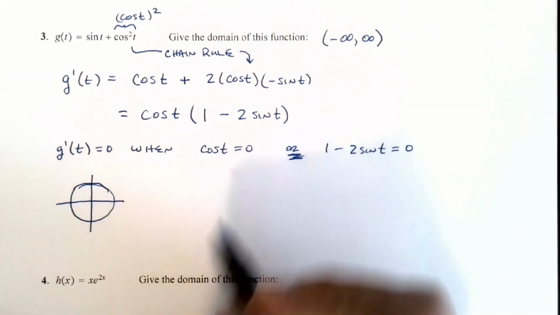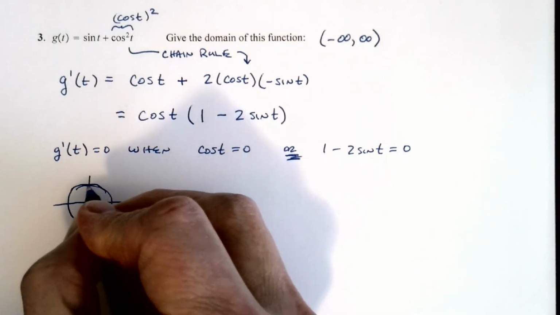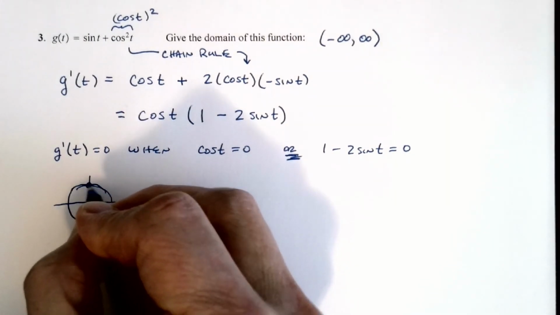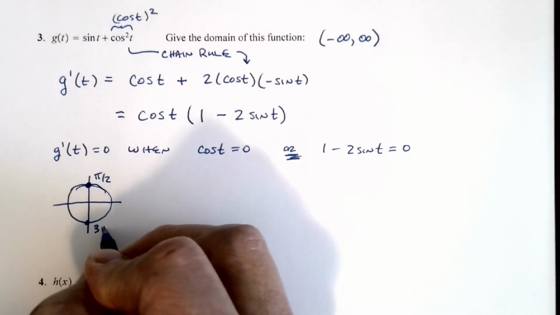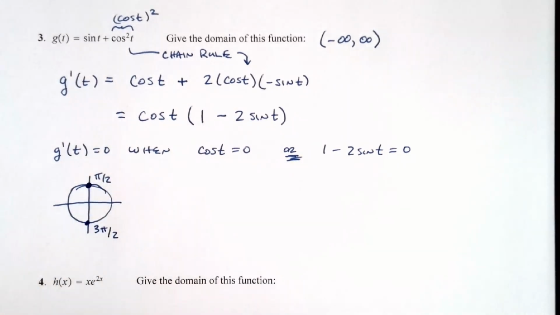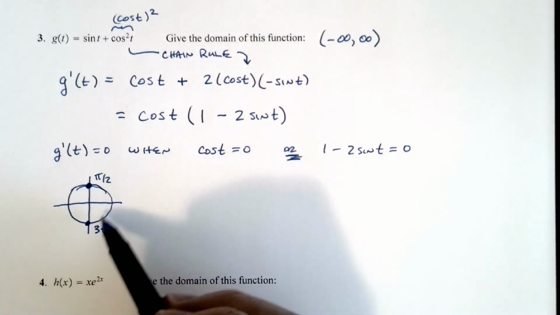The x-coordinate is cosine of t as we move around the unit circle. The x-coordinate is 0 up here at pi over 2 and down here at 3 pi over 2. But that's just on the interval from 0 to 2 pi.